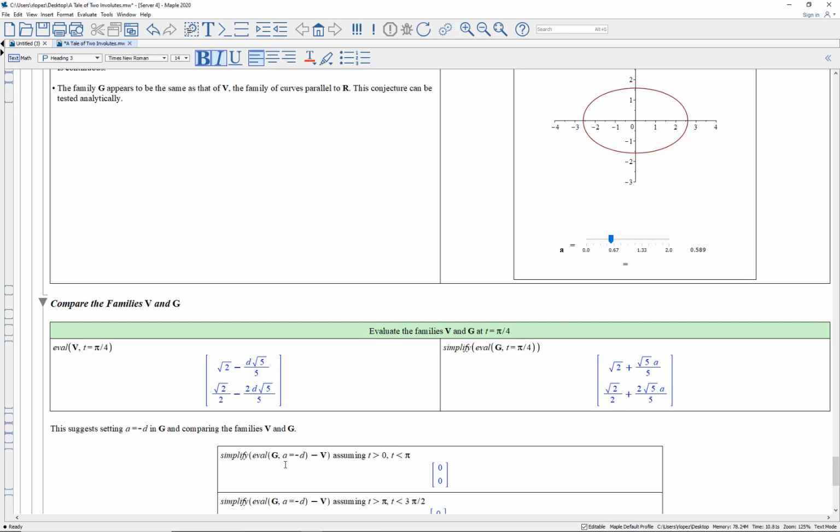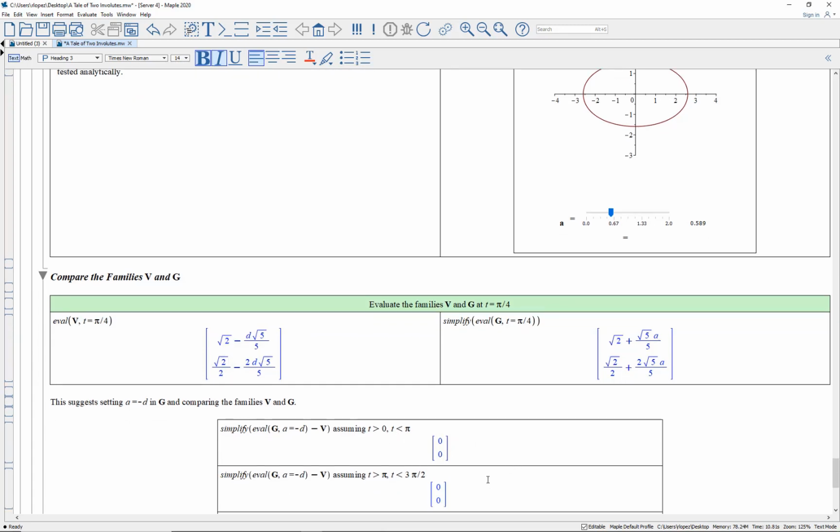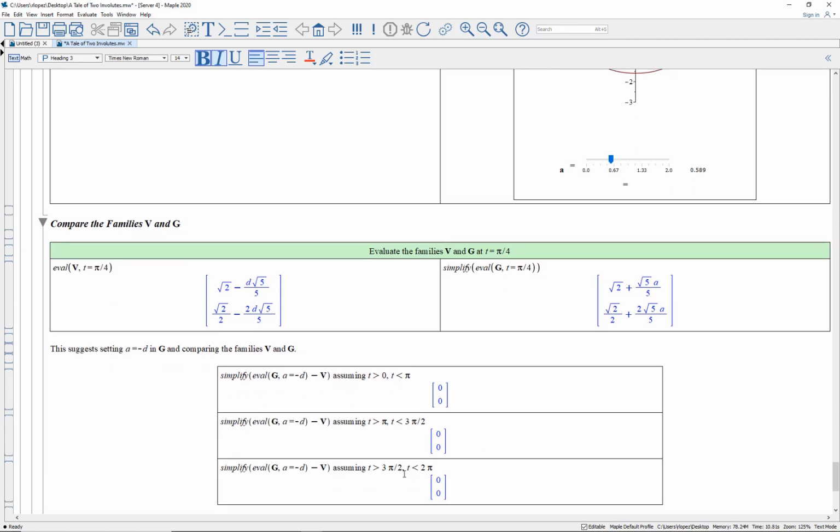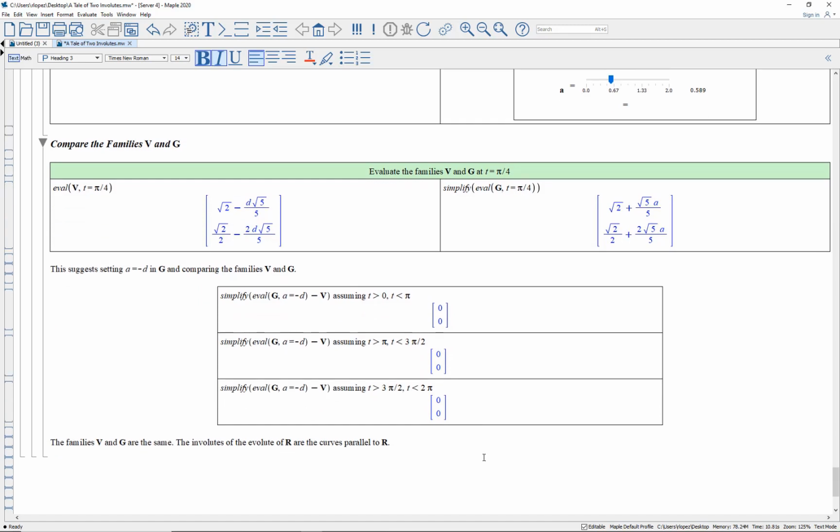So I said, okay, let's set A equal to minus D and compare one family to the other to see if the simplification goes to 0. Well, you have to avoid those nodes. And here, between 0 and pi, it works. Between pi and 3 pi over 2, they're the same. Between 3 pi over 2 and 2 pi, they are the same. So there's two families. One, parallel curves that we got around the ellipse directly, and the family that we got as involutes of the evolute, they're the same.